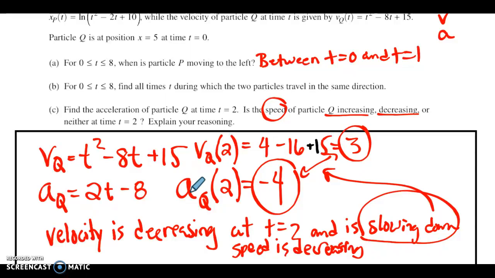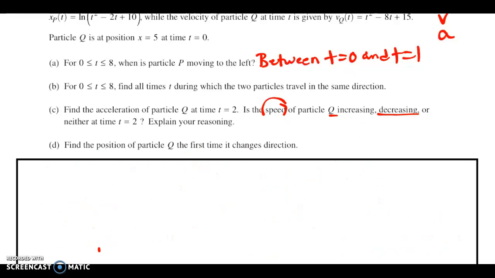Okay, pause that. So to find the position of the particle q the first time it changed direction, I went back to the other part. I knew the first time that it changed direction was when t equals 3. I don't see it on the screen now, but if you scroll back in the video, you'll see I found that time before.